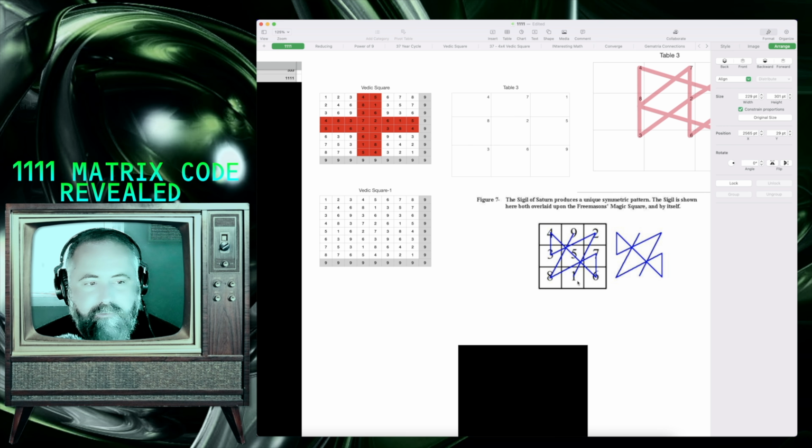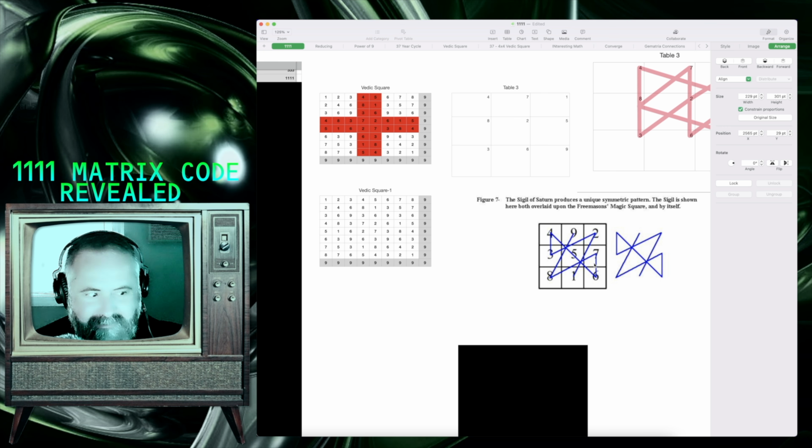Look at the last three, 9, 5, 1. Well, look at the last three numbers in that number from the Vedic square. 1, 5, 9, or if you read it backwards, 9, 5, 1, just like in the Sigil of Saturn. And then the last row, 2, 7, 6. Those are the remaining numbers. 7, 2, 6. Again, out of order, but the same numbers.